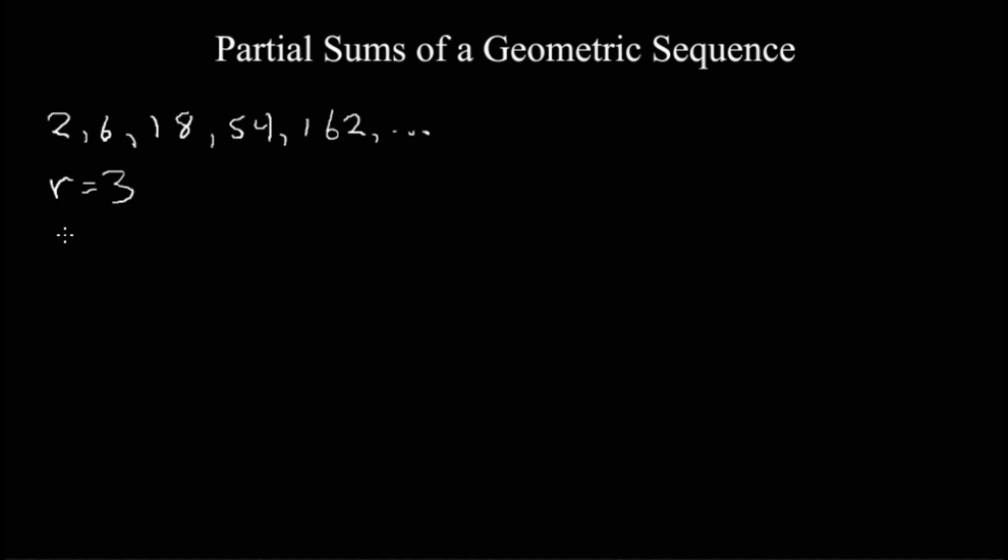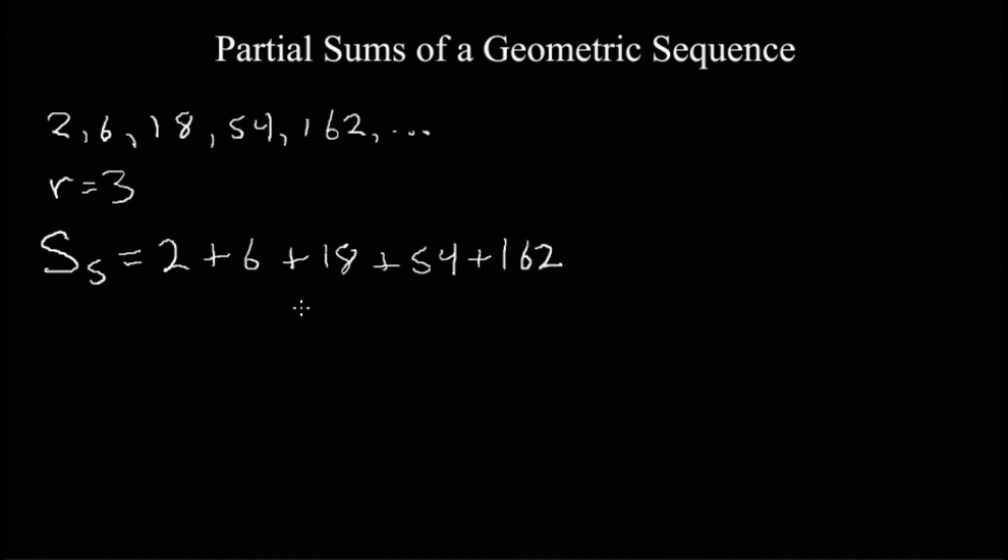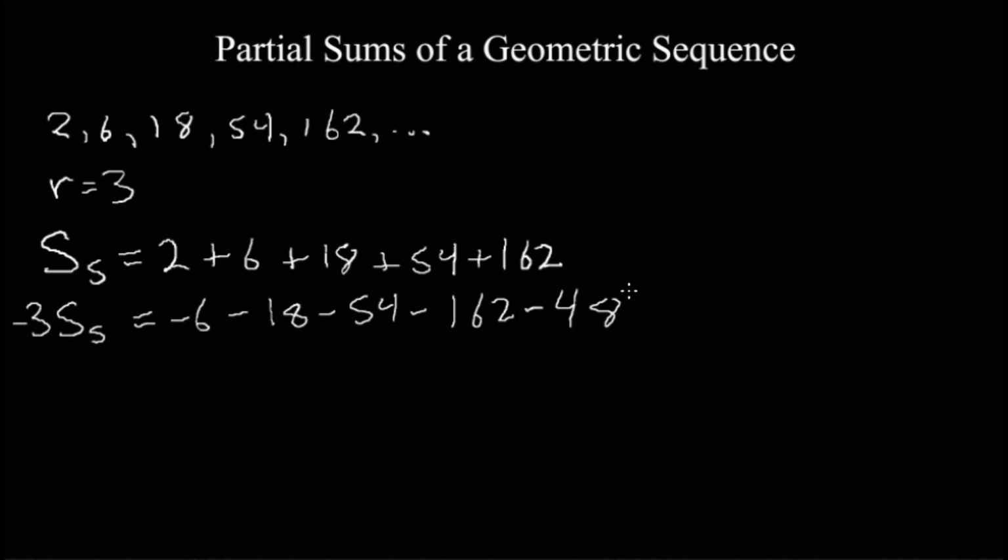Well, the fifth partial sum, or S sub 5, would be 2 plus 6 plus 18 plus 54 plus 162, just the sum of the first 5 terms. Now here's a trick that we can apply to this equation that will lead us to a formula that will allow us to find the kth partial sum of any sequence. We're going to multiply both sides of this equation by the opposite of our common ratio, negative 3. So we have negative 3 S sub 5 is equal to negative 6 minus 18 minus 54 minus 162 minus 486. Remember, these terms are just negative 3 times all of these terms.